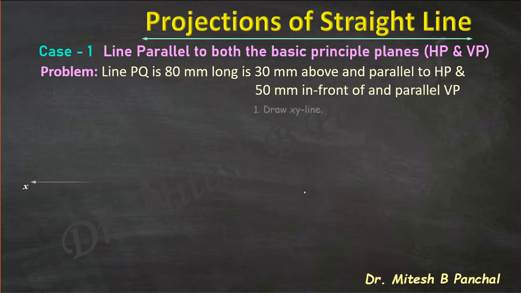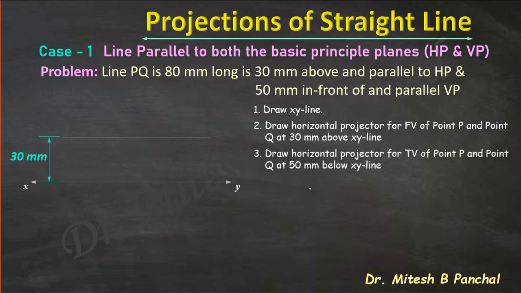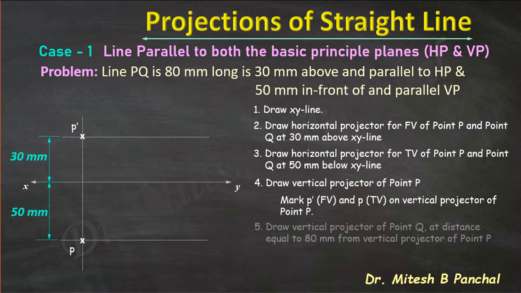Right? So draw an XY line, then draw a horizontal projector for the front view of point P and point Q at 30 mm above the XY line. Draw another horizontal projector for the top view of point P and Q at 50 mm below the XY line. Draw a vertical projector for point P, which means we are fixing the point P.